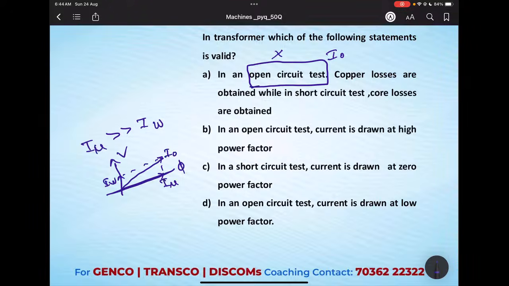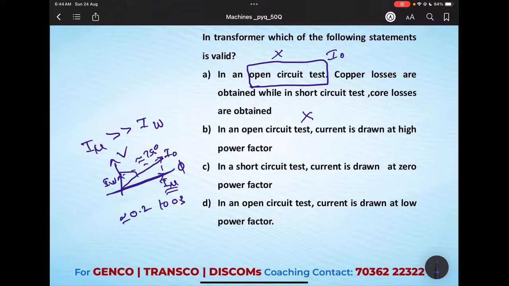So the no load current is lagging by about 75 degrees. The main reason for this is the I mu magnitude. That means magnetizing current will be very high. So that's why the power factor at no load condition is about 0.2 to 0.3. So what is the option given? In open circuit test, current is drawn at high power factor. No, it's not correct. The power factor is going to be very low.